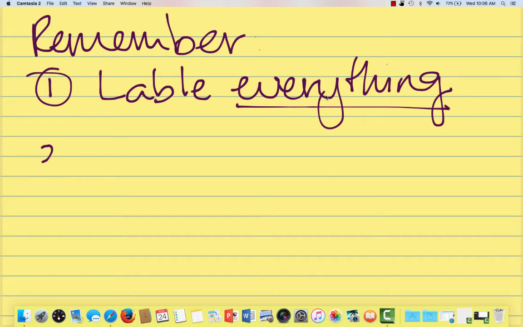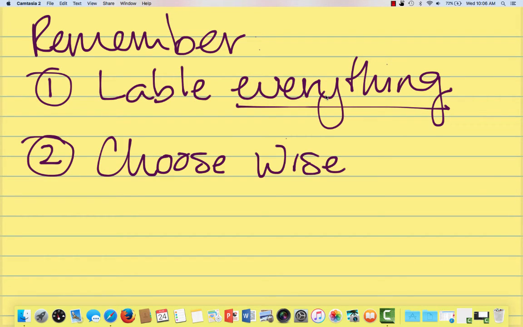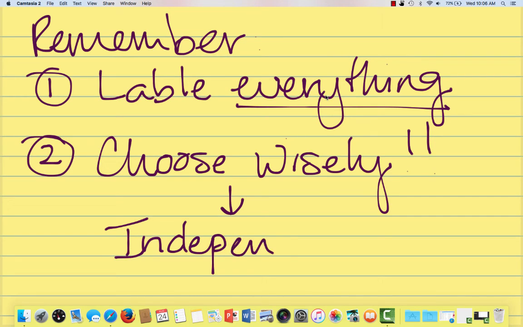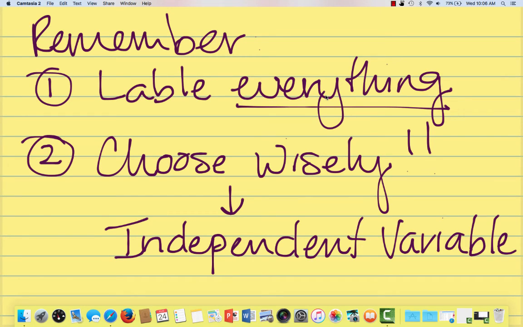Then the second thing that I want you to remember is to choose wisely. Look at your data. Make sure you are choosing the appropriate graph to represent your information. One thing that you could look at in order to help you do this is the independent variable. And you should remember what this is. This is the variable that you change, that you manipulate when you are doing an experiment. If you look at the independent variable, this is your key to choosing what's on the x-axis and which graph you need to choose.